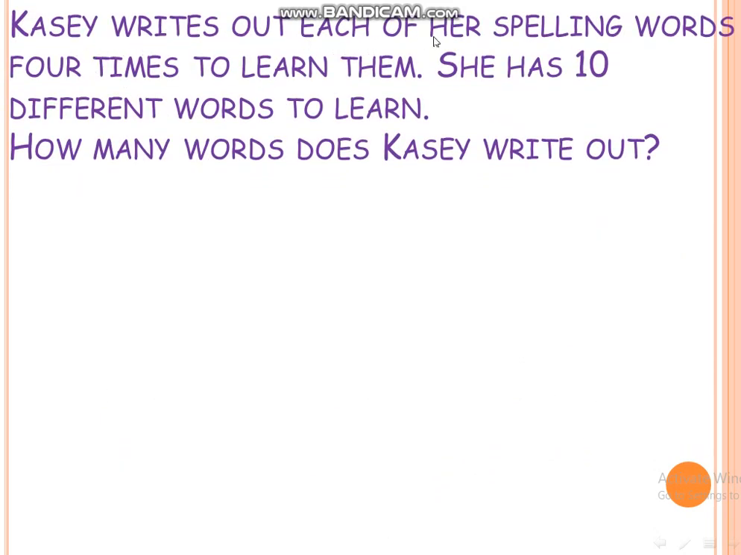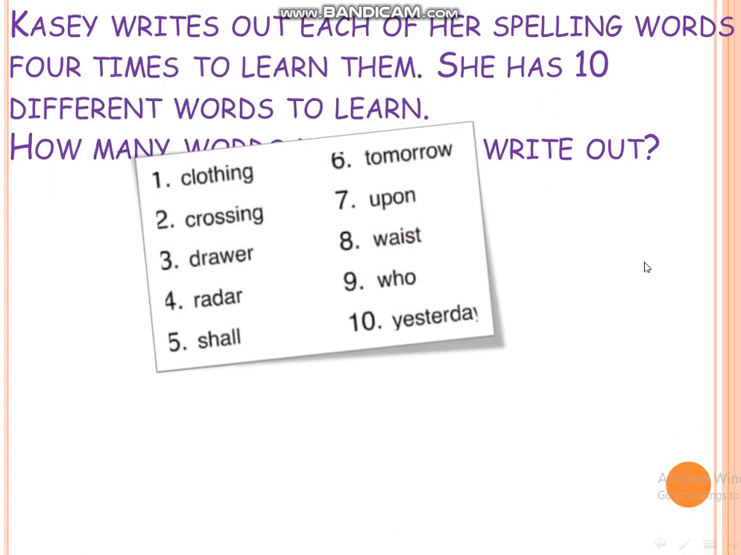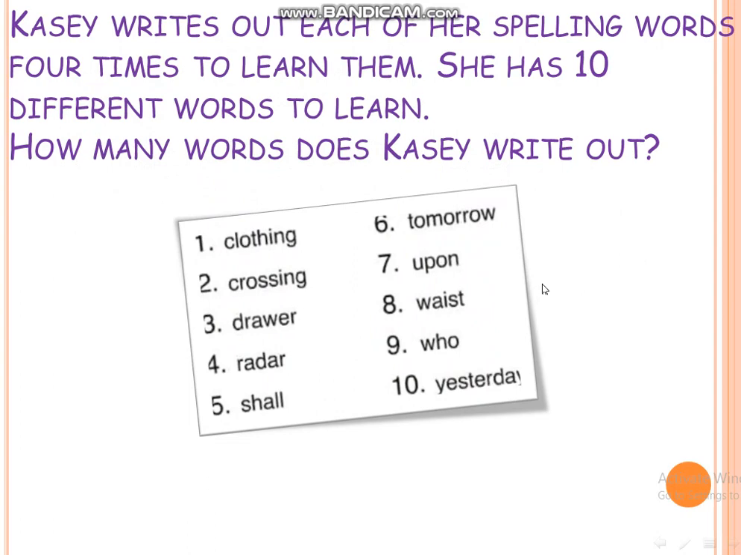Casey writes out each of her spelling words 4 times to learn them. She has 10 different words to learn. How many words does Casey write out? Imagine that those are the words she needs to memorize, or the words that she was writing. For each of these 10 words, she was repeating each word 4 times.